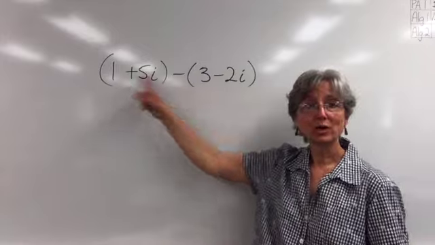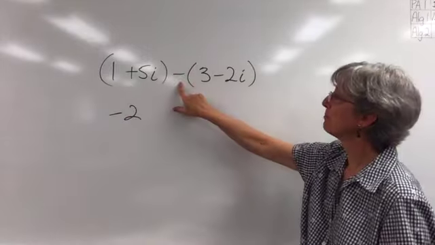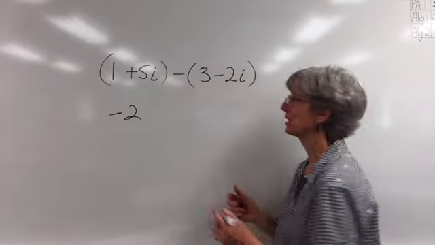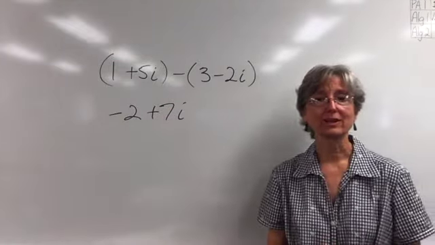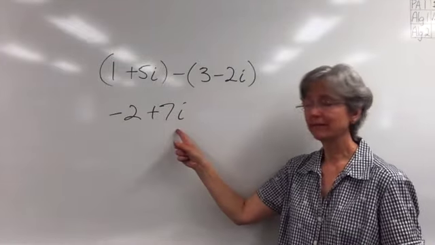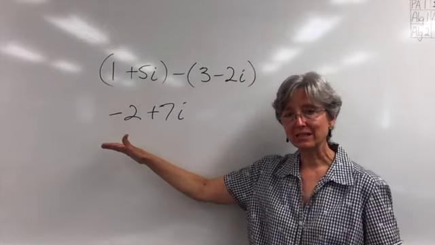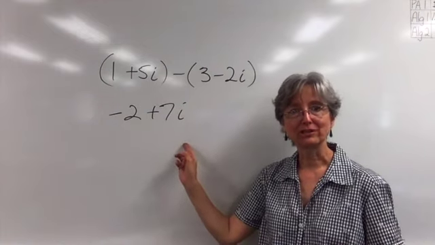Okay, you should have gotten 1 minus 3, which is negative 2, and 5i minus a negative 2i means positive 2i, so plus 7i. Did you get subtracting the negative? So negative 2 plus 7i. And don't go 7i minus 2. Remember, in standard form, it's real number followed by imaginary.